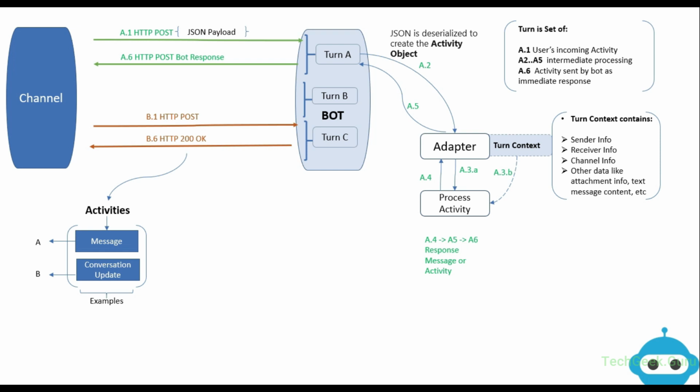We can take an example of a real life conversation between two people. Just how two people talk and each person takes a turn to make his or her argument, similarly with the bot, the user will take his or her turn to send a message to the bot, and then the bot will reply back to that message. So in this example, you can see all the events that happen between A1 to A6 can be called a turn.